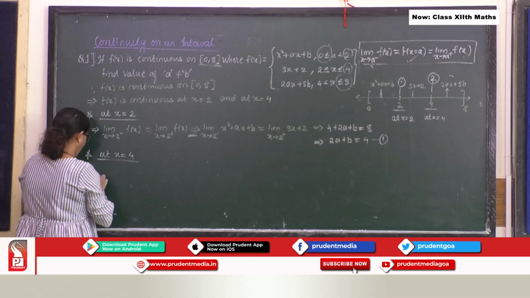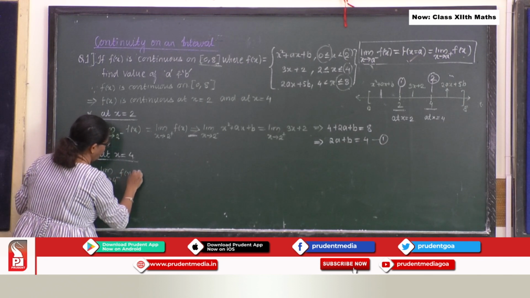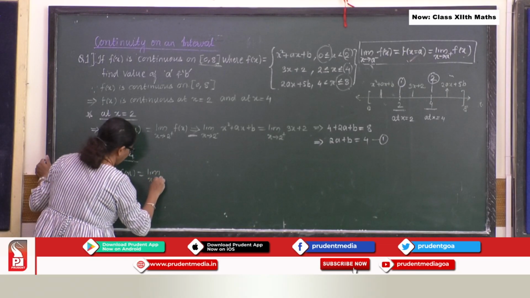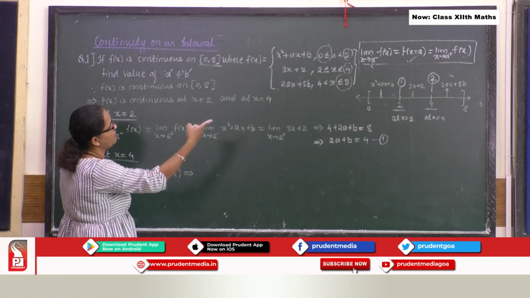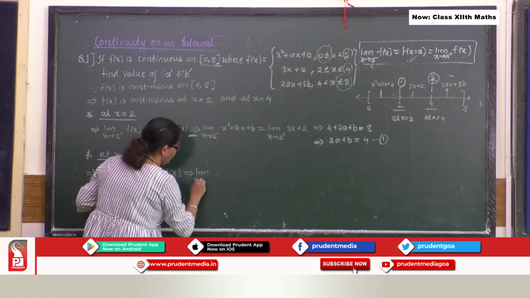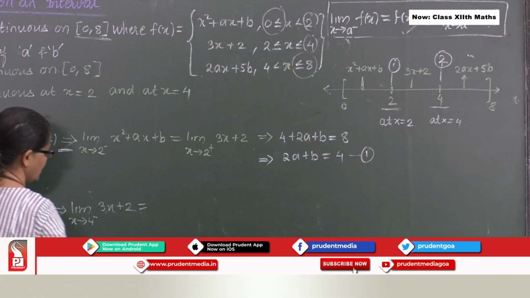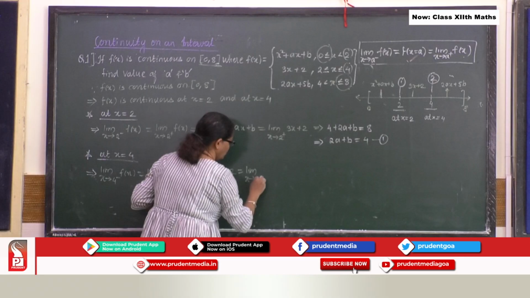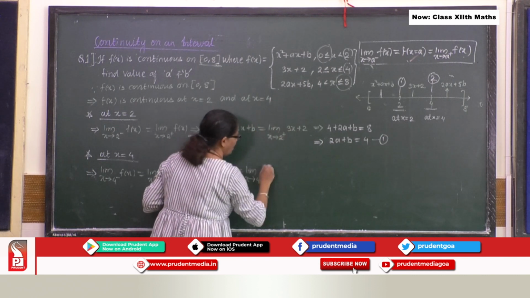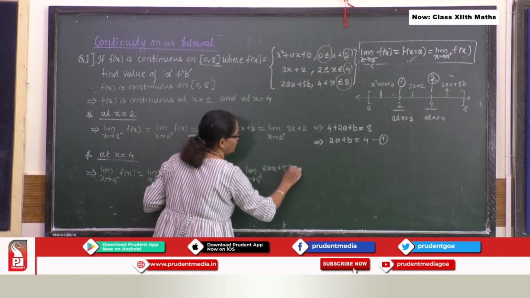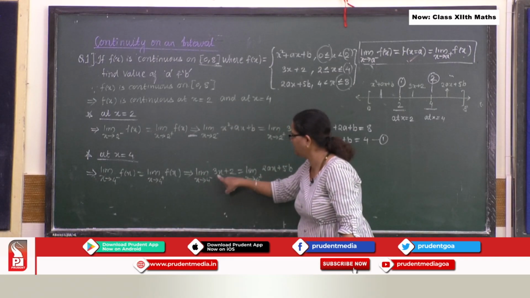Over here I am saying limit x tends to 4 minus f of x is equal to limit x tends to 4 plus f of x, which implies limit x tends to 4 minus of my second definition, 3x plus 2, is equal to limit x tends to 4 plus of the third one, 2ax plus 5b. So let's proceed further. It's a very simple limit. Just substitute x equal to 4 here.